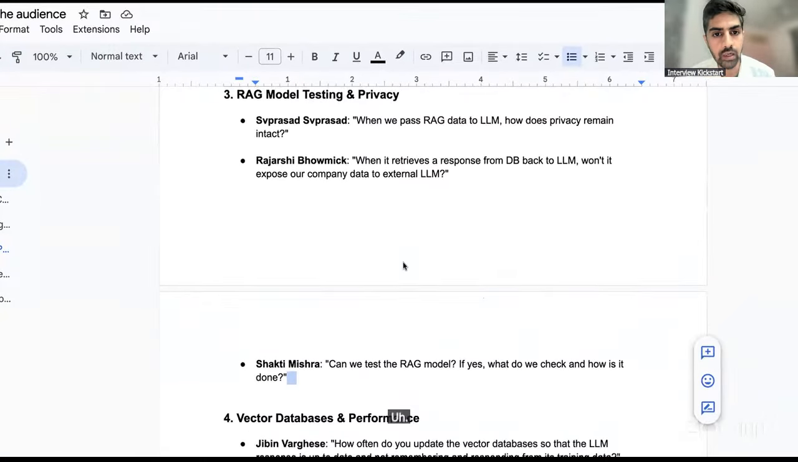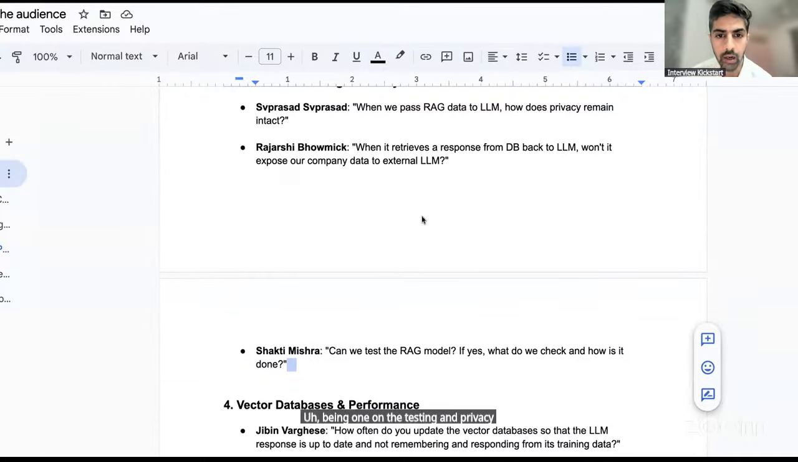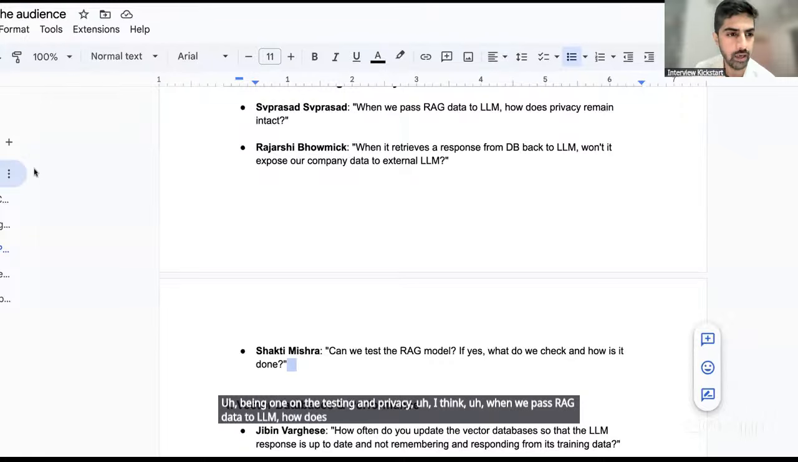Picking one on the testing and privacy. I think when we pass RAG data to LLM, how does privacy remain intact? I usually fumble with the right pronunciation.